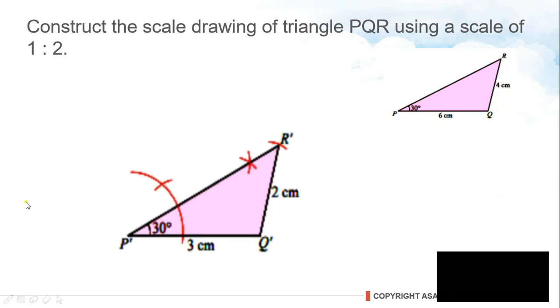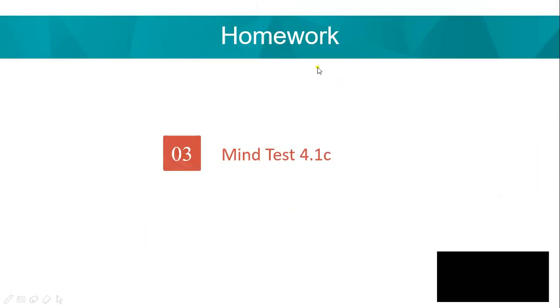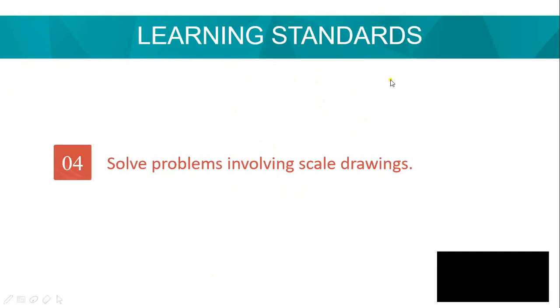So you can construct angle 30 degrees first, and then length P prime Q prime 3 cm, and length Q prime R prime 2 cm. Okay. So next, you can do Mind Test 4.1C for more understanding of this subtopic.